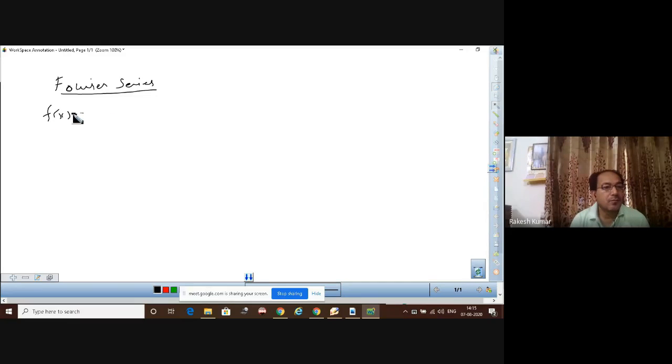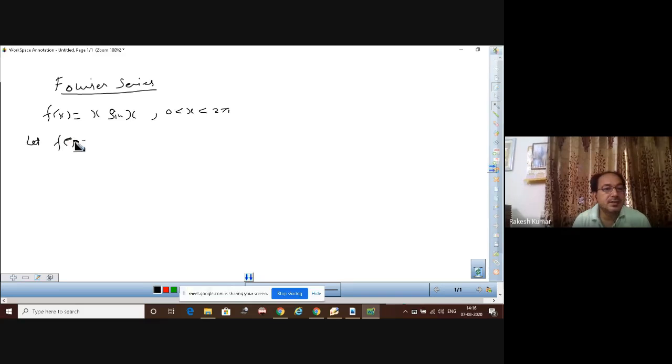Find the Fourier series for the function x sine x in the period 2 pi, or the range of the function is 0 to 2 pi. So if the range is a complete 2 pi, then clearly it is a question of a full range. So you have to apply the formula for finding the Fourier series.